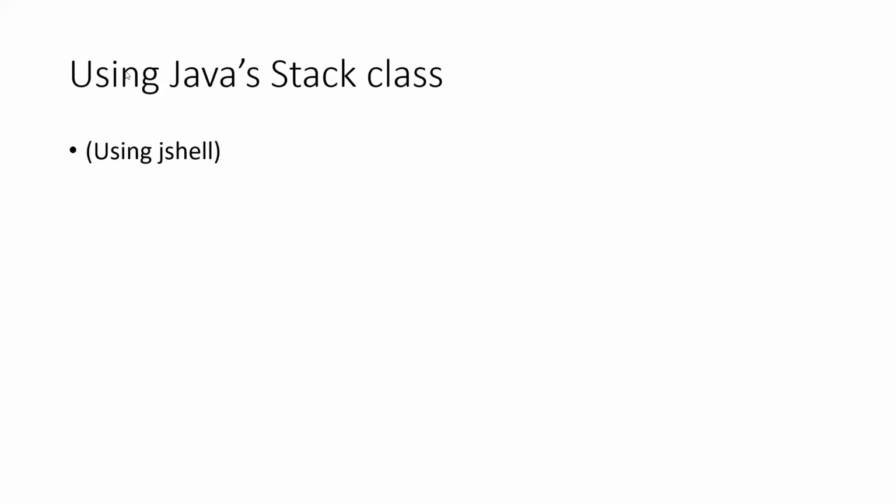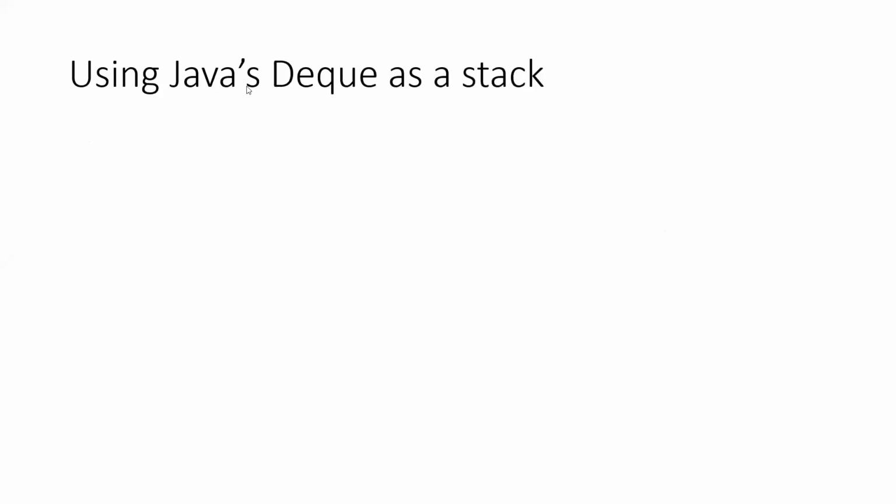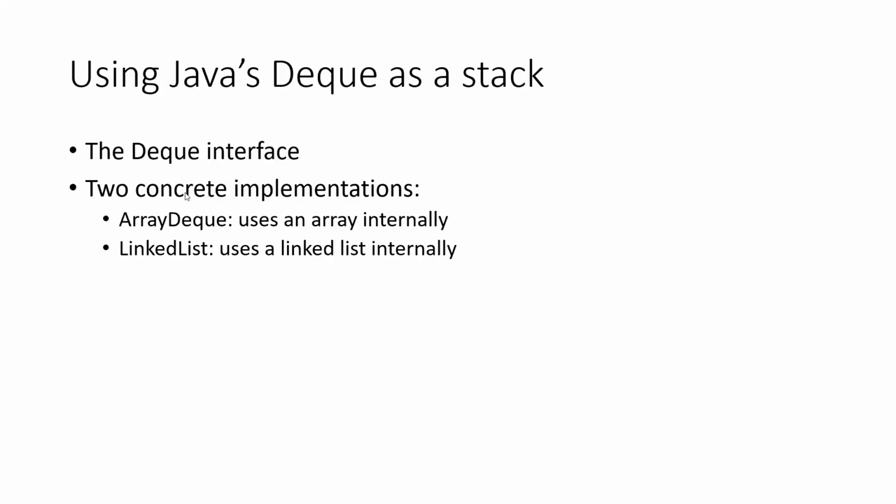So just to recap what we just did, we've talked about using Java's Stack class. We've talked about using Java's Deque as a stack. So we talked about the Deque interface. We talked about two concrete implementations of the Deque interface, namely ArrayDeque, which uses an array internally, similar to our array stack, but this array grows as necessary, right? So it's not limited to a size. LinkedList is another implementation of the Deque interface, and this implementation uses a linked list internally, similar to our linked stack. And that's what we just talked about.